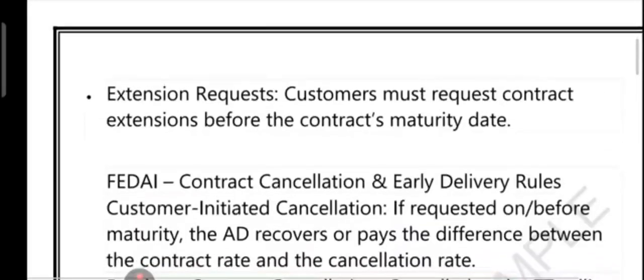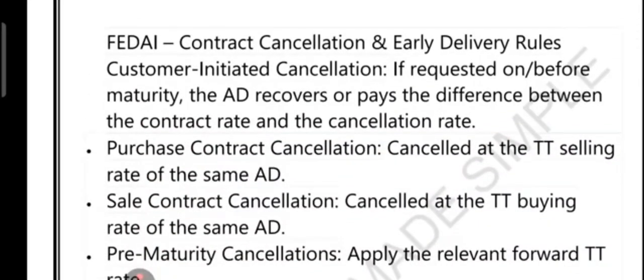Now let's look at some more FEDAI important points regarding cancellation and delivery. So suppose a customer wants to cancel a forex contract before the maturity date. The bank will either charge or pay them the difference between the original contract rate and the cancellation rate. So two rates will be there. There is the original contract rate and the second rate will be the cancellation rate. So you have to see the difference.